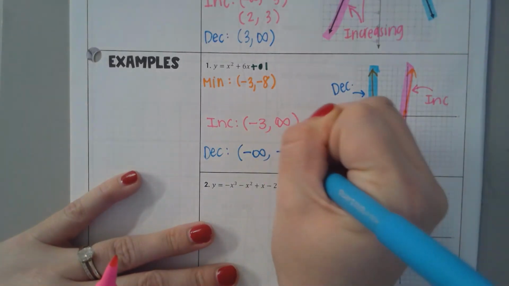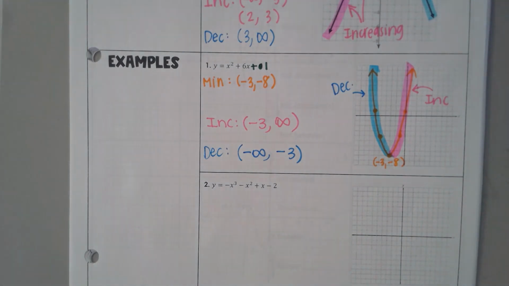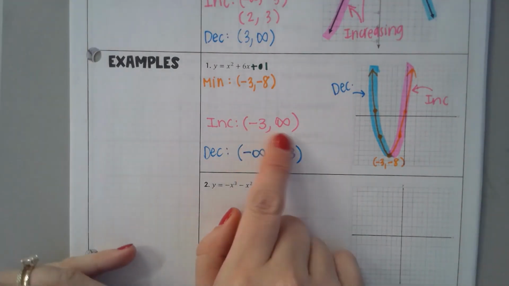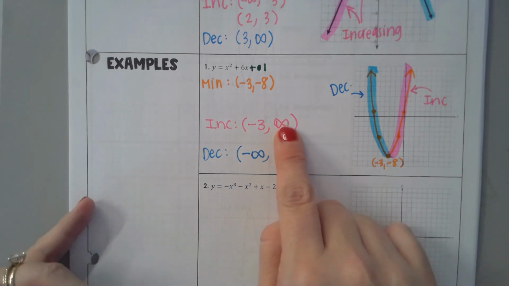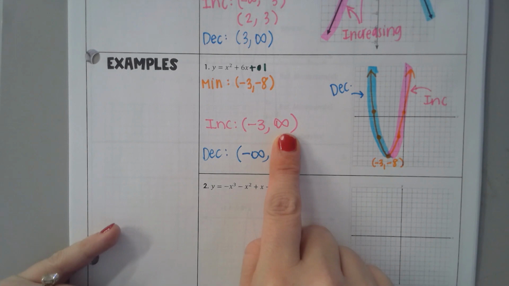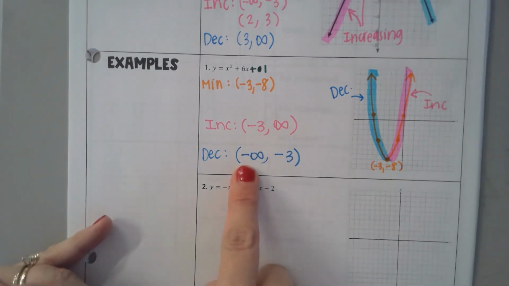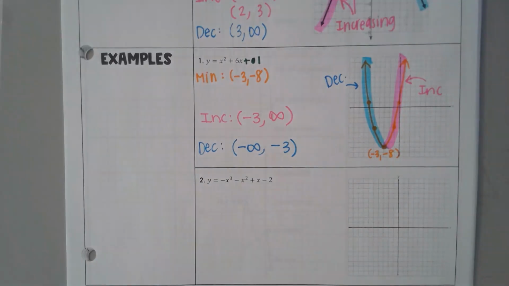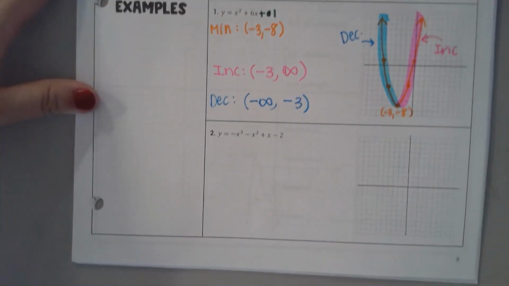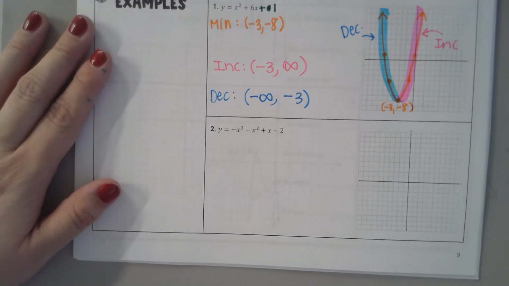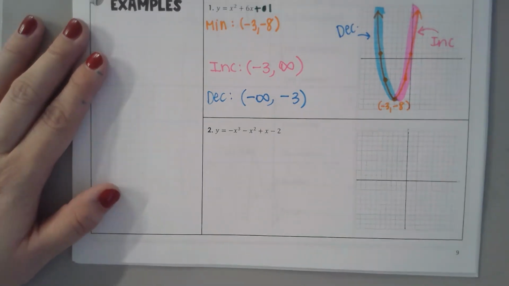-3. Your intervals should always go least to greatest, and so -3 is smaller. If you want to think infinity, think 1 million. -3 to 1 million, that's least to greatest. -1 million would come before -3. Okay. Any questions? Okay. All right, let's go to number 2.